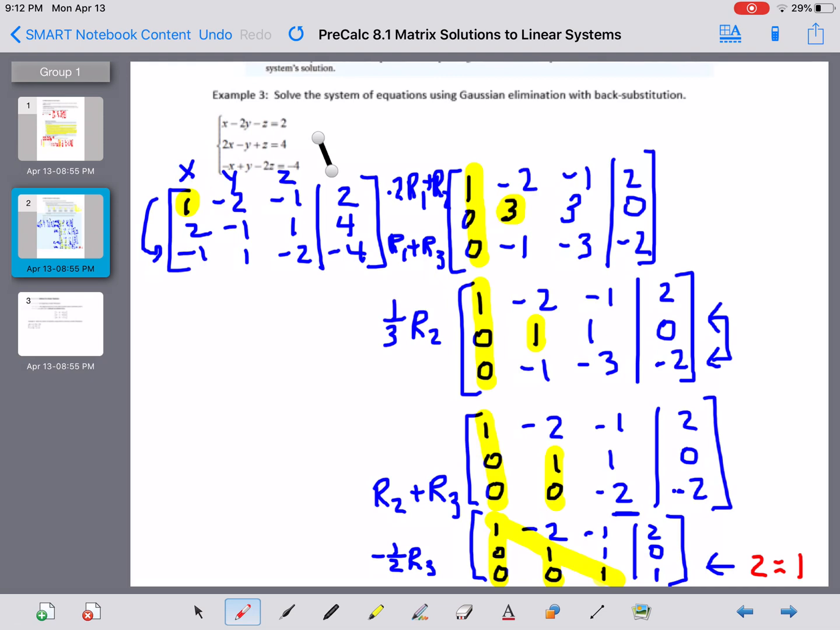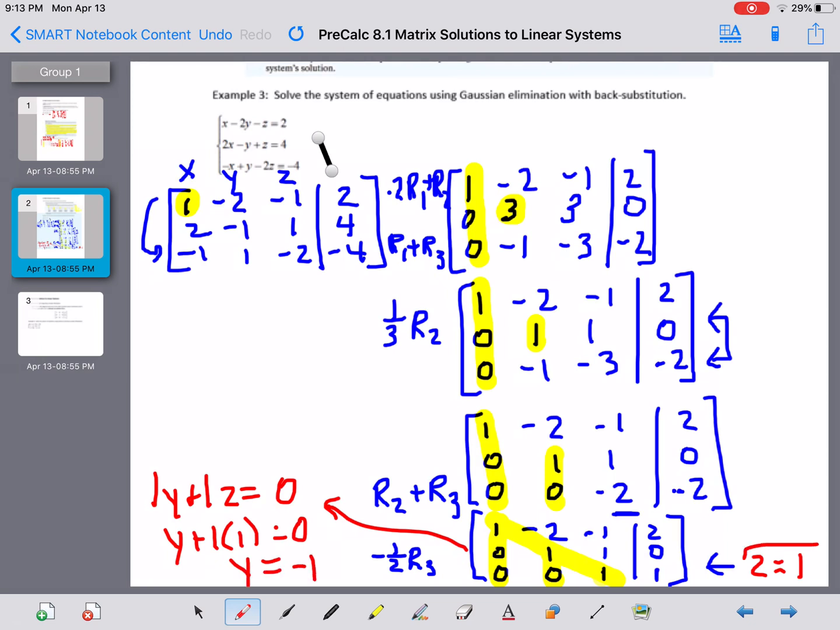Now I'm ready for the second one. I'm going to kind of come over here so I have a little more room. On my second one, I have 1y plus 1z equals 0. Well, I already know z equals 1, so y plus 1 times 1 equals 0. So y is going to equal -1 when I get it by itself. So now I have two of my variables done. I have my z, I have my y, and I'm ready for my back substitution to get my x.